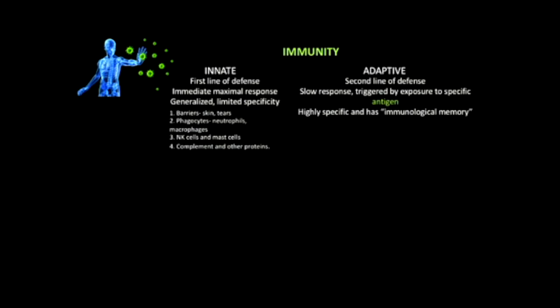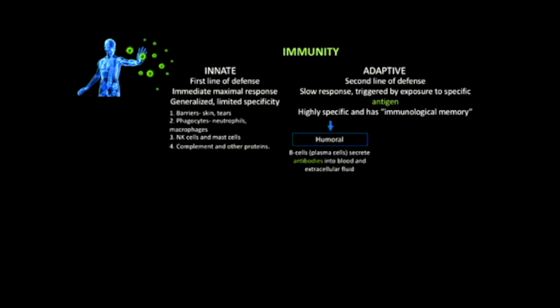So the adaptive immune system is your second line of defense, and the response is slower because it has to be triggered by an antigen recognition, like with the dendritic cell presenting what it sees during that innate first line of defense. The difference between the two, aside from what we've already mentioned, is that the adaptive immune system is very, very specific, and it has what we call immunological memory.